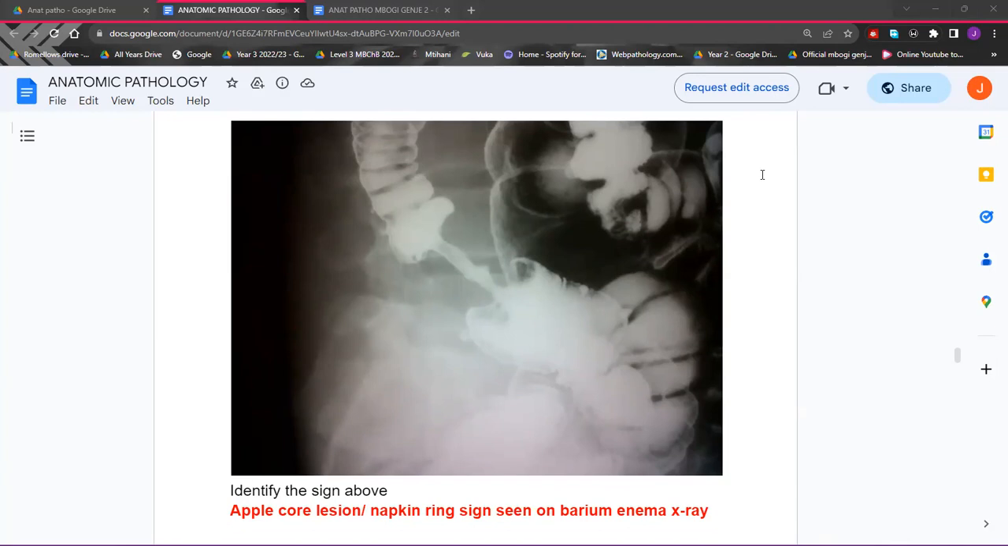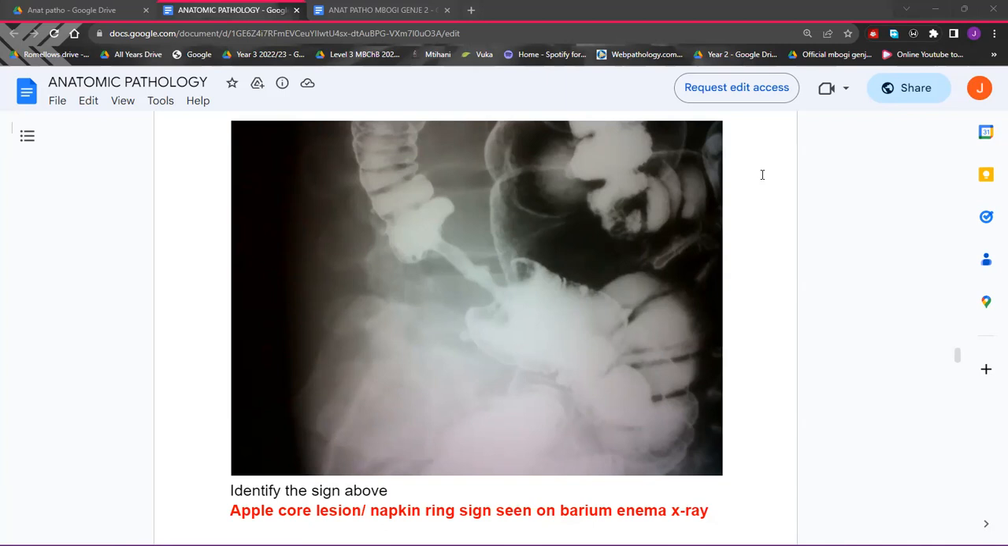And we can tell that this is the colon, because we can see that there's sort of a flexure at the upper right part. We can see that it's going up, then sort of a little bit coming down and right. So I think that's the flexure below the liver. Now, this is still a telltale sign of colorectal malignancy. It's called the apple core lesion.